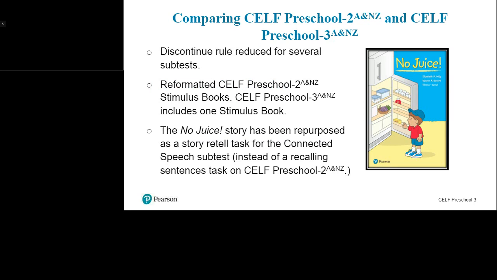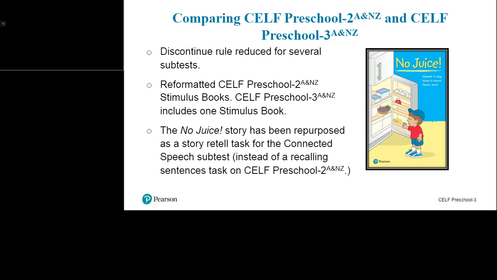What else have we done and updated? Compared to the P2, the P3 discontinue rules have been reduced or retained to minimise formal testing time. And I'll talk about testing time a little bit later on as well. The P2 stimulus books have been reformatted and repurposed. The P3 only includes the one stimulus book now, and all the verbal and visual stimuli that you need for administration directions are included in the actual stimulus book. There are some exceptions, but generally everything you need to do and say is in the stimulus book.